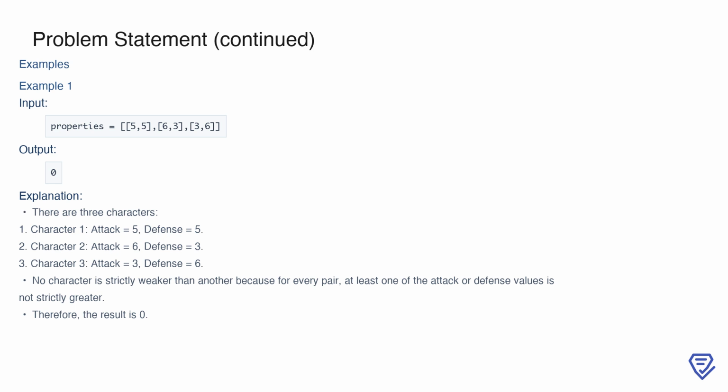For a character to be considered weak, there must be another character whose attack and defense values are both strictly greater. When we compare these three characters, we find that no character satisfies this condition. For every pair of characters, at least one of the properties, attack or defense, is not strictly greater. As a result, there are no weak characters in this example, and the output is 0.